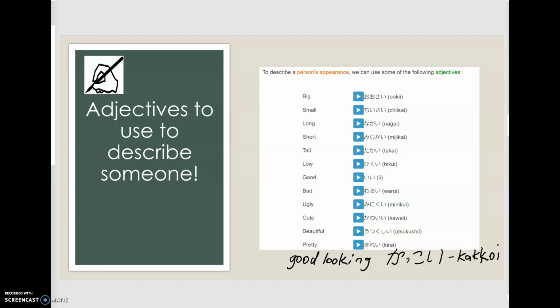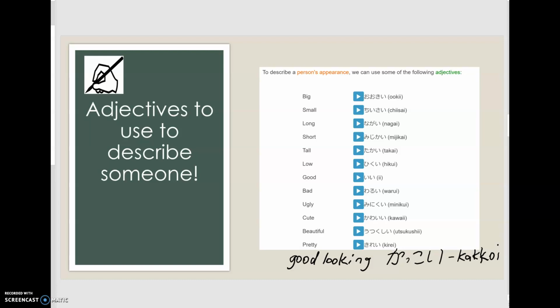Sorekara ii, good. So you can talk about somebody having a good head, so that means they're smart. Atama ga ii desu. Okay, or atama ga warui, so they're not smart. Minikui, ugly. Cute, kawaii. Beautiful, utsukushii. Pretty, kirei. And good looking, kakoii.